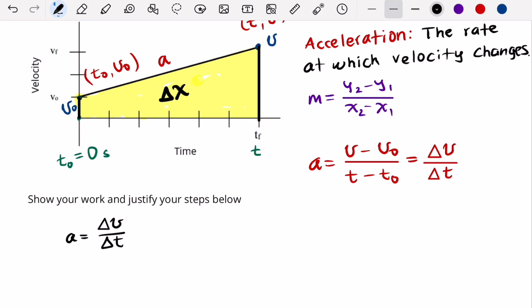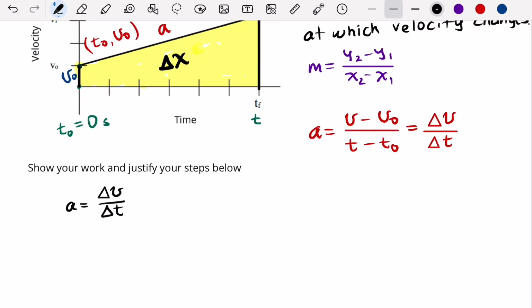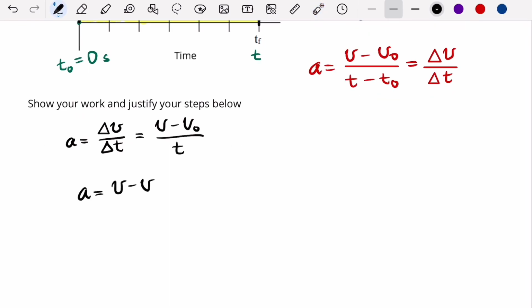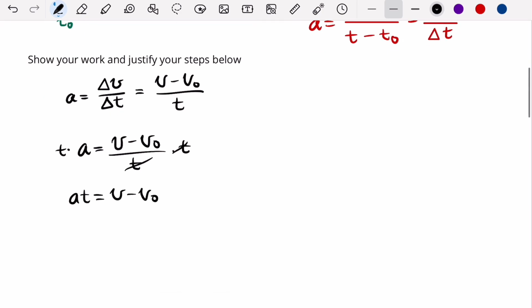All right, what else can we find? We can use the general formula for acceleration, because if t naught is 0, we get rid of this term. So we can say a equals v minus v naught divided by t. So let's solve for v, just because. The first thing we'll do is multiply times t. Next, I'm going to add v naught.